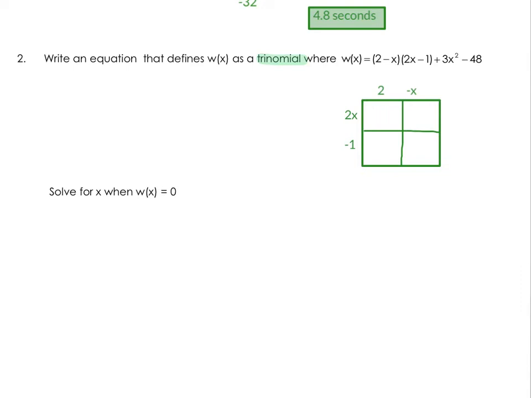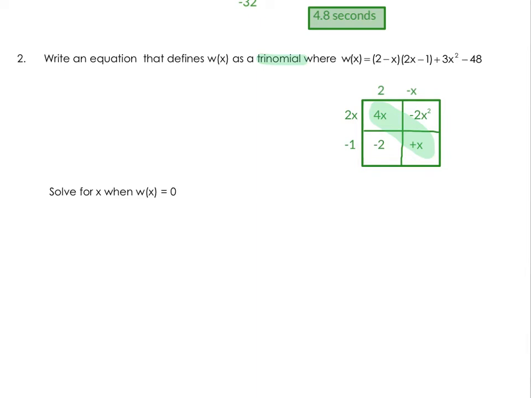So now let's fill in each cell of the area model. 2 times 2x becomes 4x, and then 2x times negative x becomes negative 2x squared because it's an x times an x. And then in the bottom left-hand side here, we have negative 1 times 2, and that becomes a negative 2. And then negative 1 times negative x becomes a positive x. And then we can go ahead and look for any like terms. So I found my like terms. They usually show up on the diagonals, and they do in this case, 4x and x. So I can put these together.